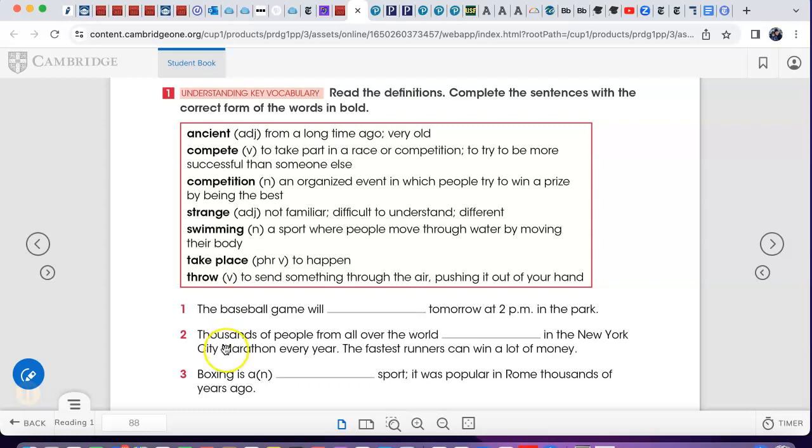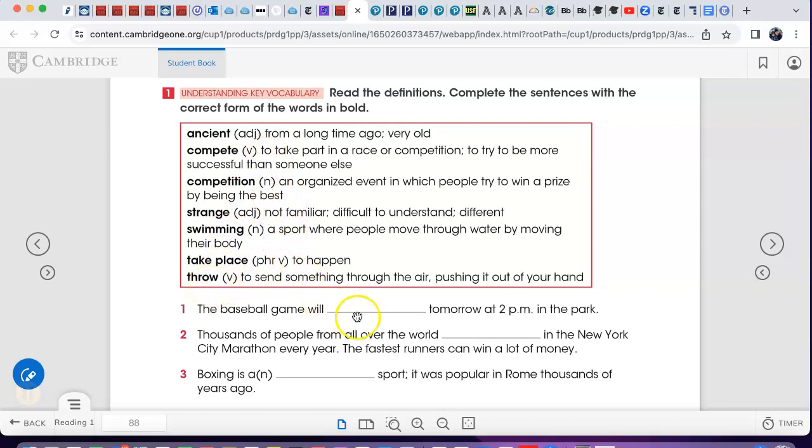Let's do the first three together. The baseball game will blank tomorrow at 2 p.m. in the park. So we have a game, and we're talking about time, when it will take place. And then also we have the auxiliary modal will. Will is usually followed by a verb, right? Because we're talking about what is going to happen. So we only have two options. We have either compete, we have take place, or we have throw. Actually, we have three choices.